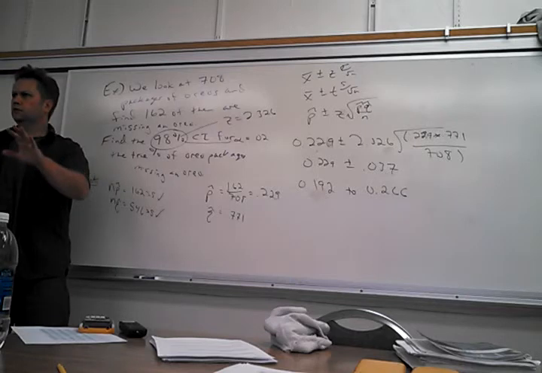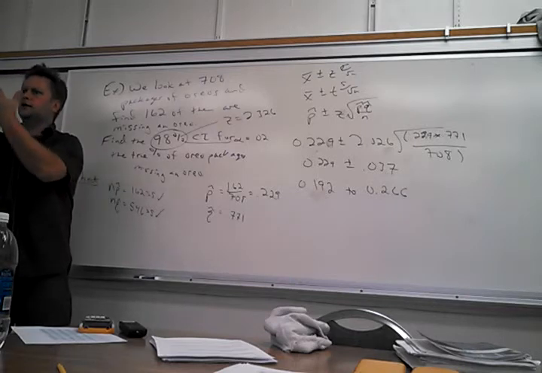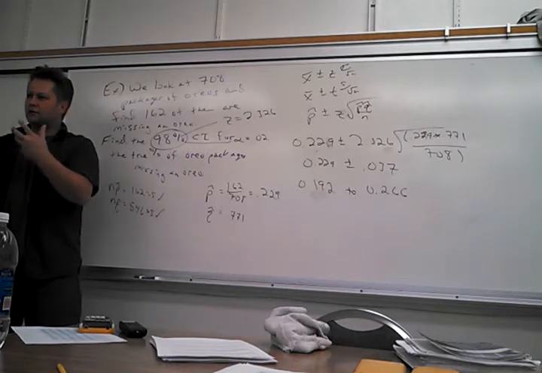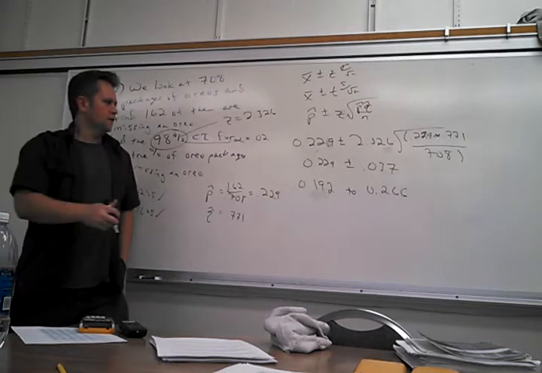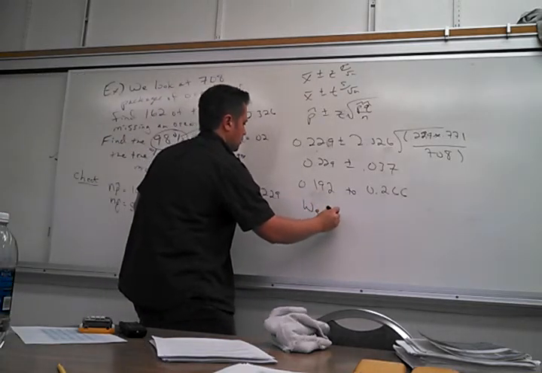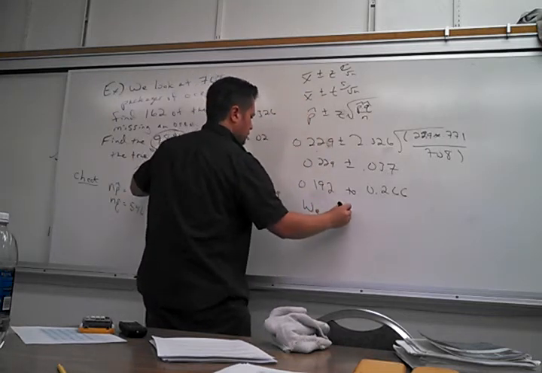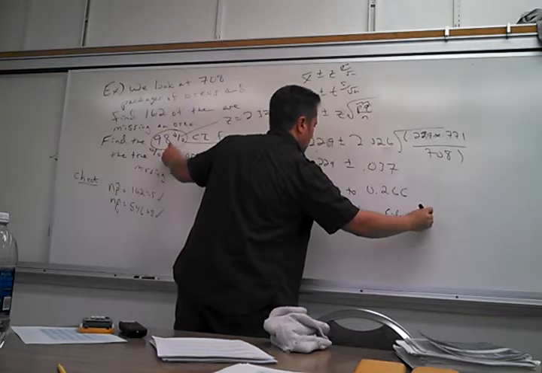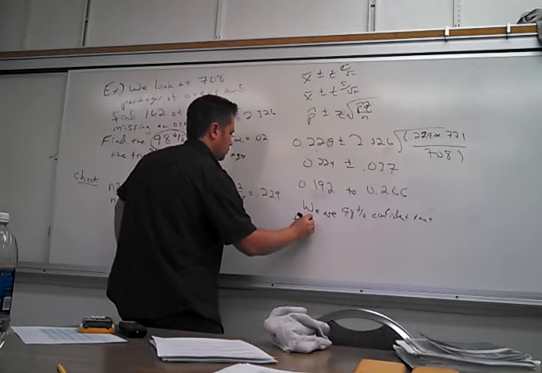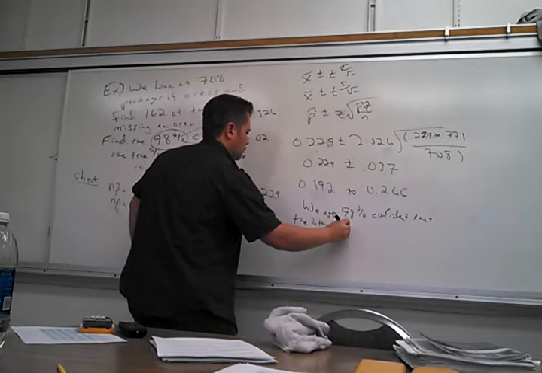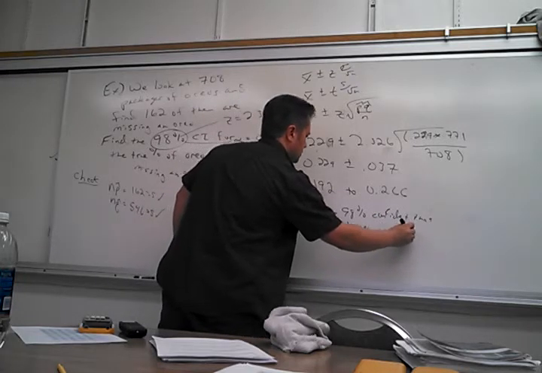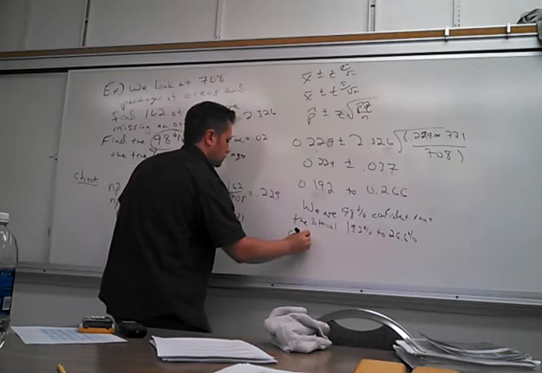Are we good so far? Is that all right? And now you got to use that statement. The semantics are kind of important, believe it or not. So we are 98% confident that the interval 19.2% to 26.6% contains the true percentage.